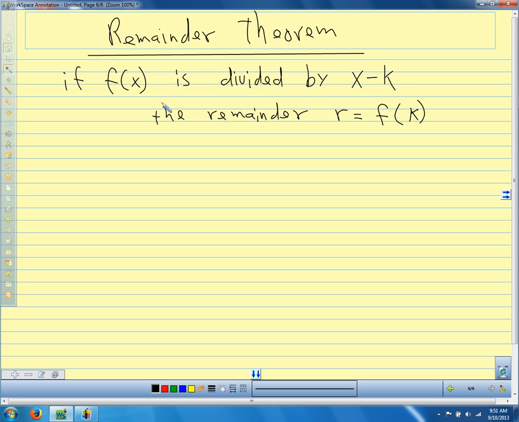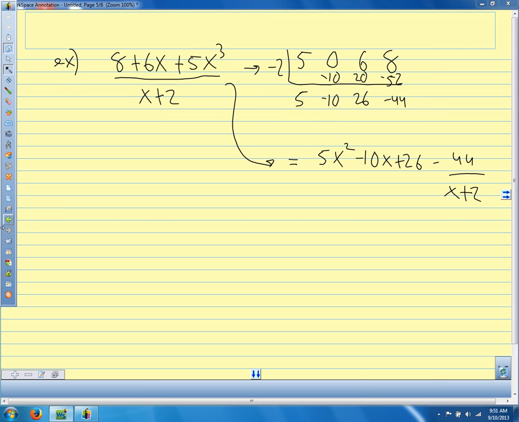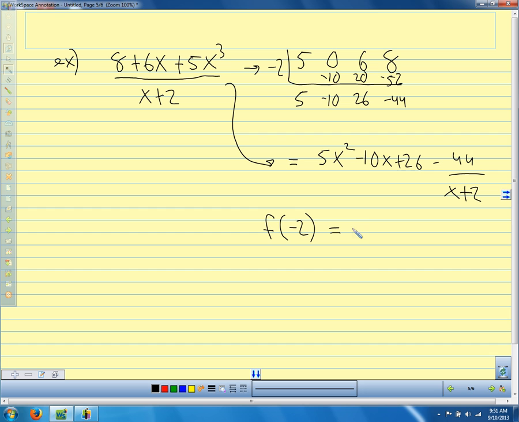So let's look back at our other examples. Here we're dividing by x minus negative 2, so k is negative 2. So this tells me that if I plugged negative 2 into this function, f of negative 2 is negative 44. The remainder is negative 44. I divided by x minus negative 2, so f of negative 2 is negative 44.